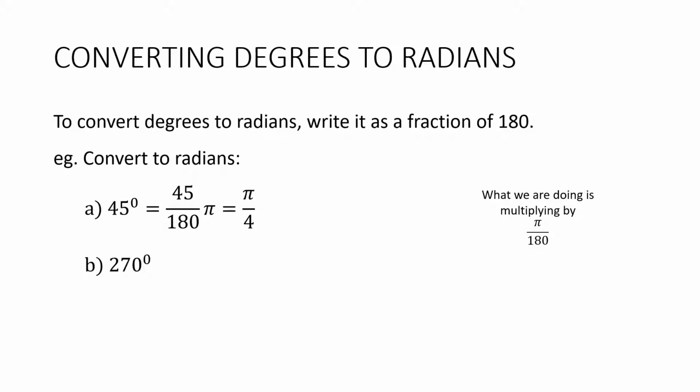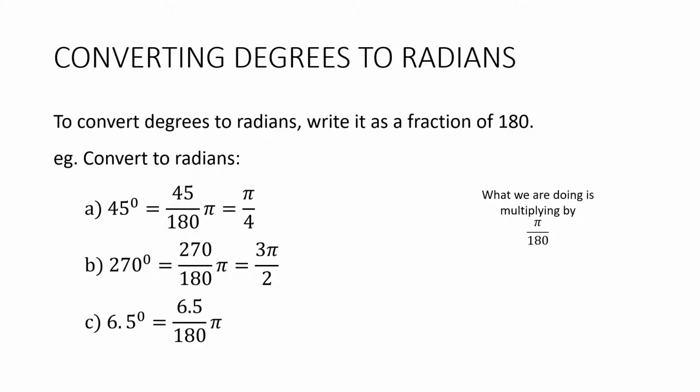Here's another one, 270 degrees. So I'm going to write it as a fraction of 180 and then put pi next to it. And then simplify this down. This is 3 on 2. So that one there is 3 pi on 2 radians. And just like before, they might give you something quite revolting, 6.5. I can still use this method like that. I could tidy that up into a fraction. I just need to double the top and the bottom, or I could put it all in the calculator and just do it as a decimal. So I can either write it as 13 pi on 360 or 0.113 radians.